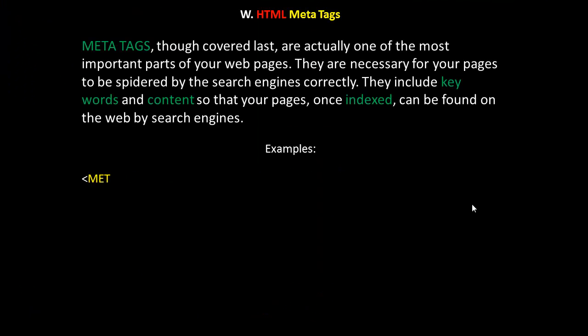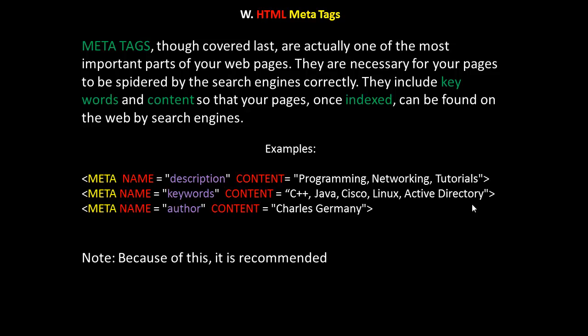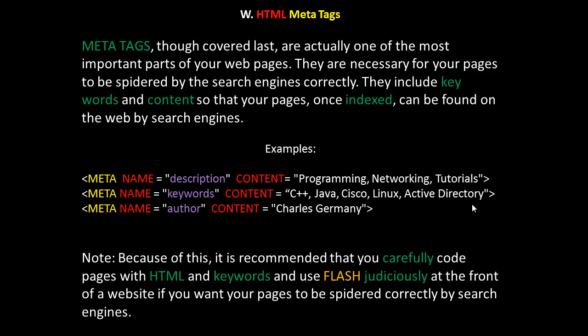Finally, we have HTML meta tags. Meta tags, though covered last, are actually one of the most important parts of your web pages. They are necessary for your pages to be spidered by the search engines correctly. They include keywords and content so that your pages, once indexed, can be found on the web by these search engines. Here are some examples. In this case, I've included the names for description, keywords, and author, some of the most important meta tags.